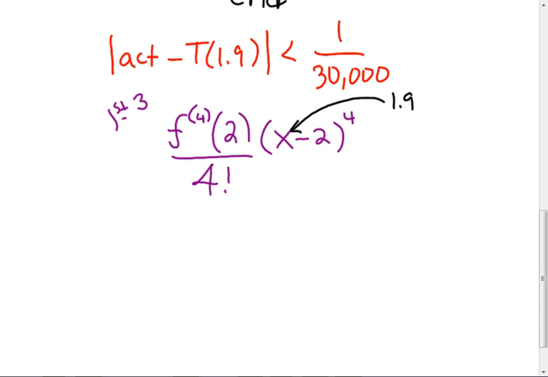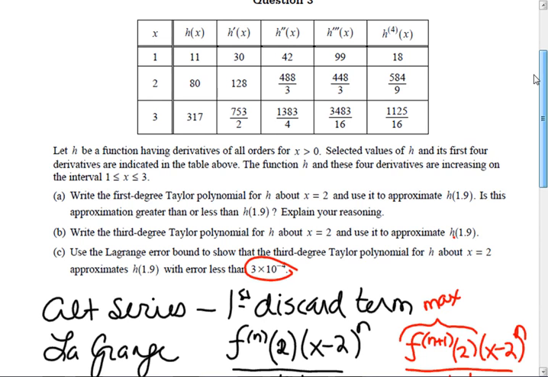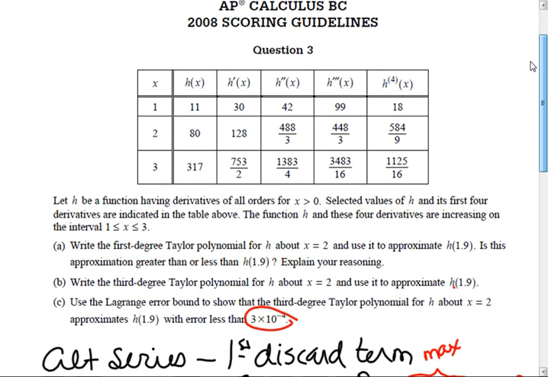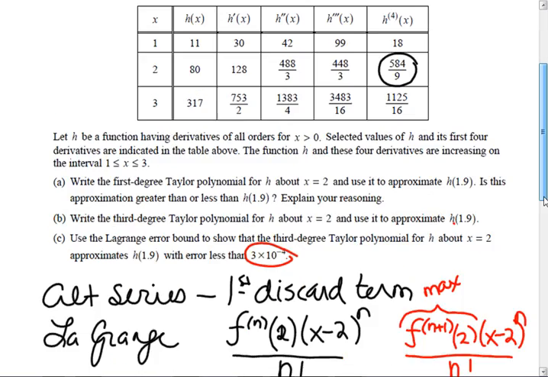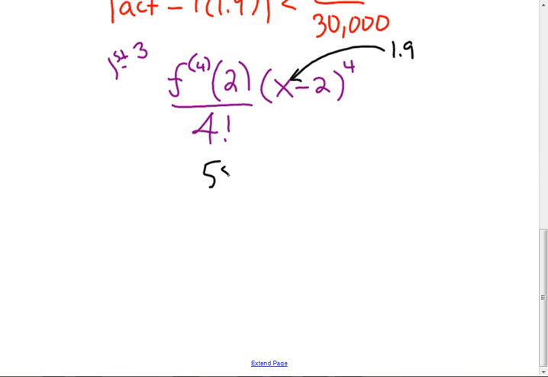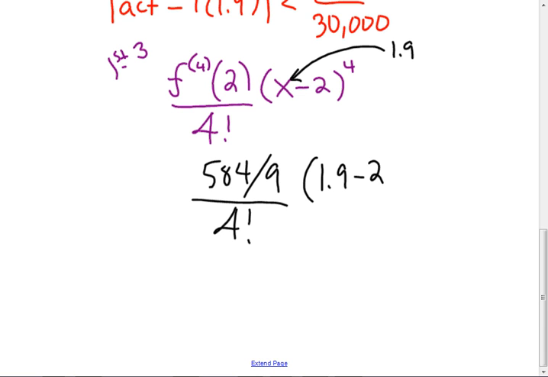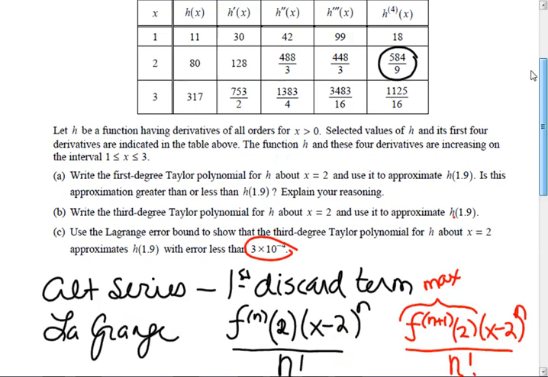Now, where am I going to get this 4th derivative? The table. Which one do I want? I want the 4th derivative. Where am I centering it? Centering it at 2. So I want that. You got a point for knowing which one it is. So it wasn't that bad. So it's 584 over 9 over 4 factorial. And then this is 1.9 minus 2 to the 4th. I have full points for that. That's all you have to do. But you have to get the maximum value. Well, guess what? They gave it to me right there.